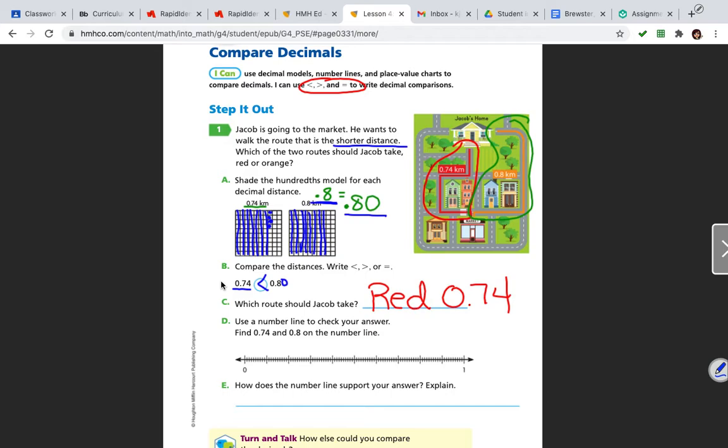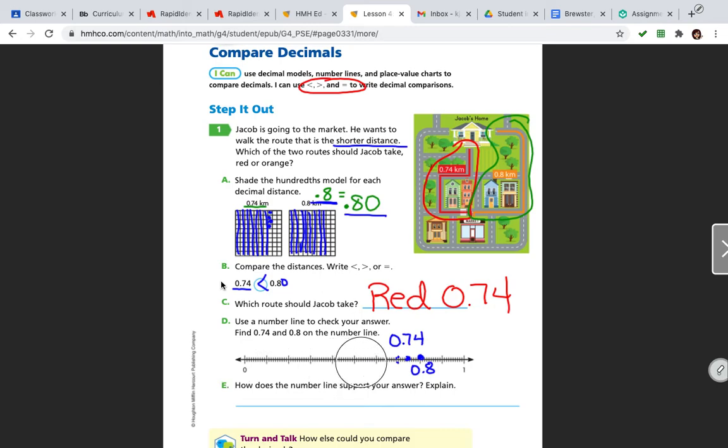Use the number line to check your answer. Find 74 hundredths and 8 tenths on the number line. So 74 hundredths, that would be 10, 20, 30, 40, 50, 60, 70. 74, I'm going to count over 4 tick marks. 1, 2, 3, 4 would be about here. So that would be 0.74. Alright, if I want to do 80 or 8 tenths, I'm going to count over 8 tick marks because these are tenths. That's 1 tenth, 2 tenths, 3 tenths, 4 tenths, 5 tenths, 6 tenths, 7 tenths, 8 tenths. So right here is 0.8 because 8 tenths is equivalent to 80 hundredths.